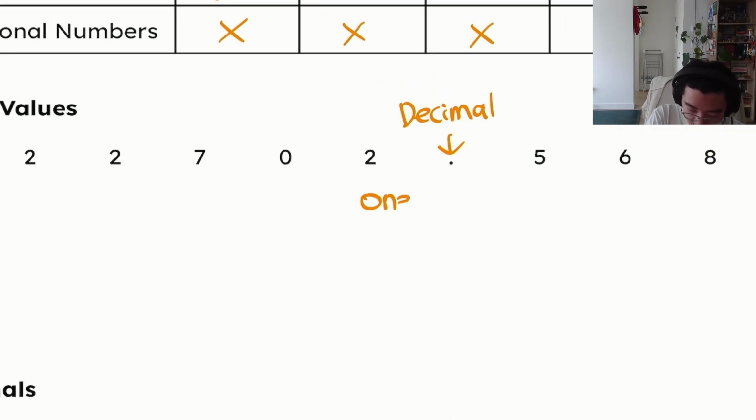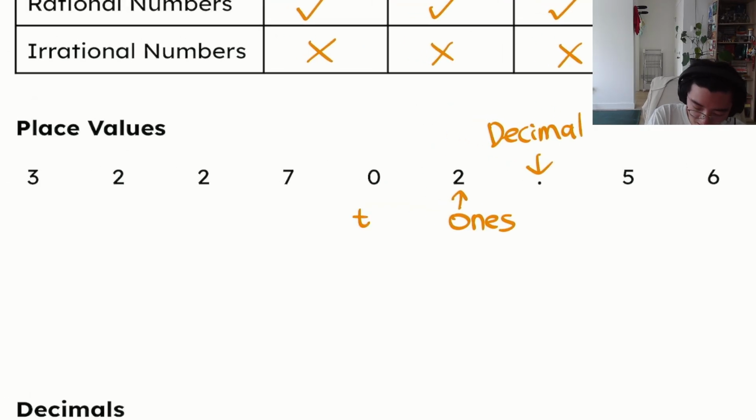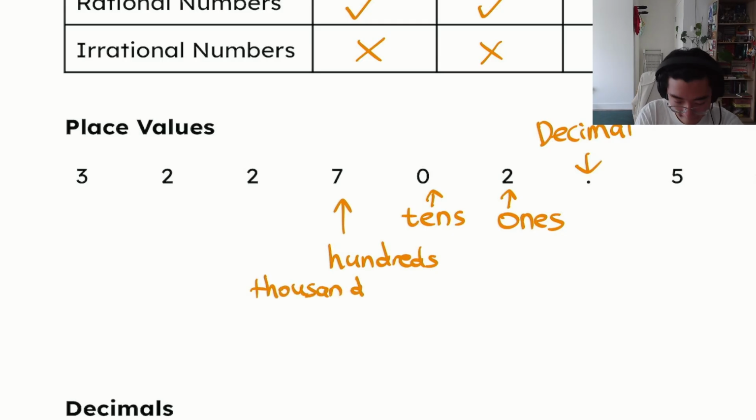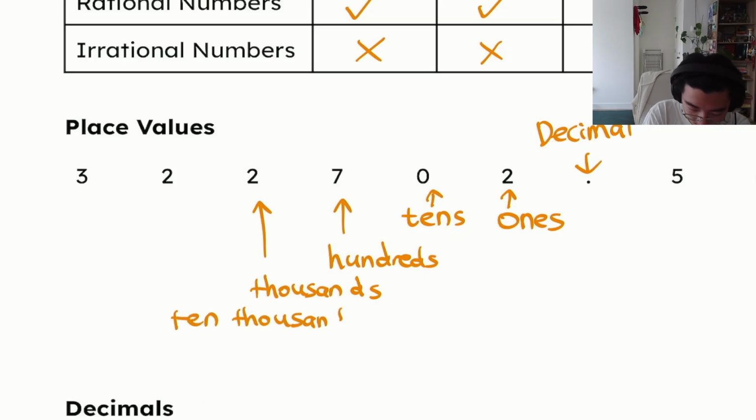So this place right here is the ones place. Again, hopefully this is mostly review, but if you need to jog your memory, no worries. That's what we're here for. Here's the tens place. We've got hundreds, thousands, ten thousands, hundred thousands.